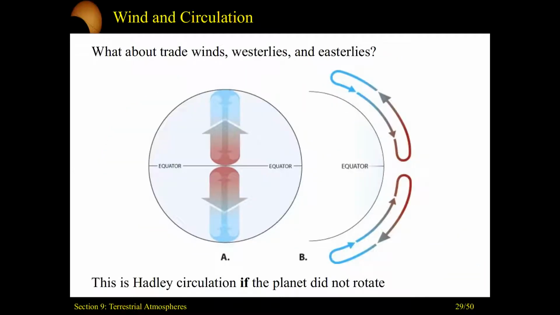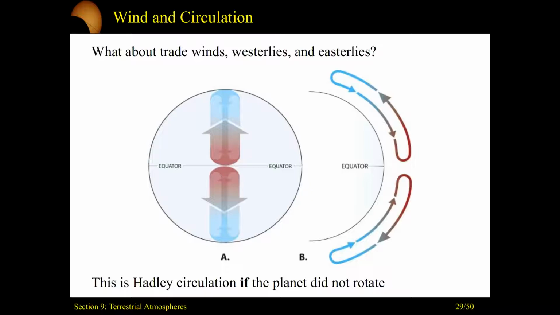In the previous slide, I said this was a simple model, and we should expect that. We should expect something to be a bit more complex, because these Hadley cells are just going from the poles to the equator and back. But we know of things like the trade winds, the westerlies and the easterlies. So where are those coming from? Well, it's because the Hadley circulation, this rotation here, is only a picture of what the wind patterns would look like if the planet wasn't rotating.